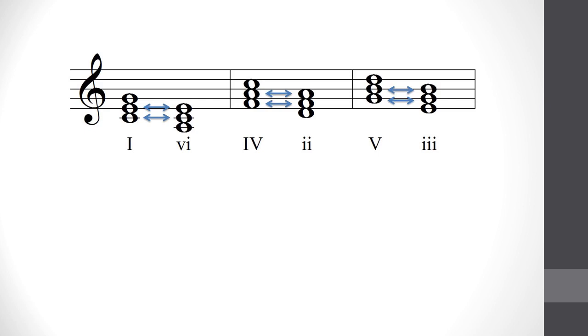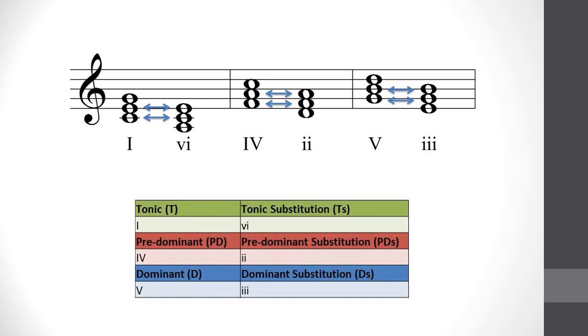Take, for example, the 1 chord, which has a tonic function. When it is replaced by a 6 chord, the 6 chord takes on a tonic function, since it is acting in place of the tonic. Here's a diagram showing each function, its possible substitution, and their abbreviations.